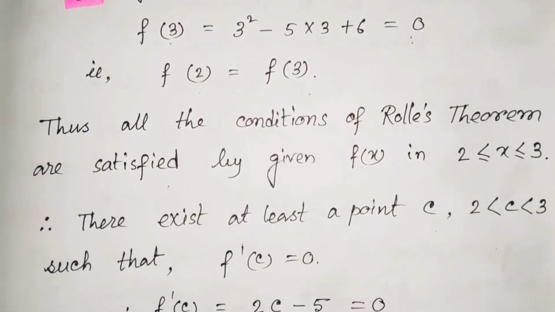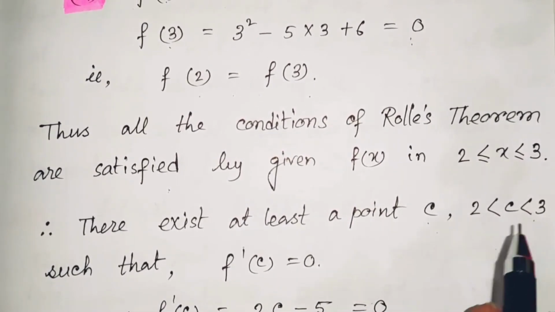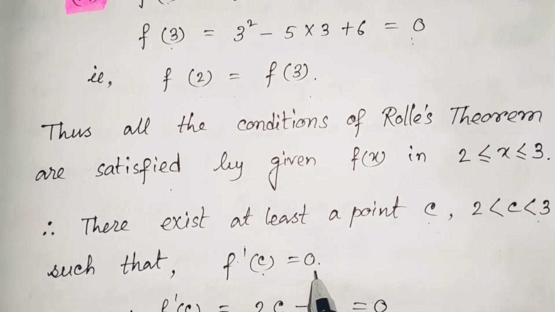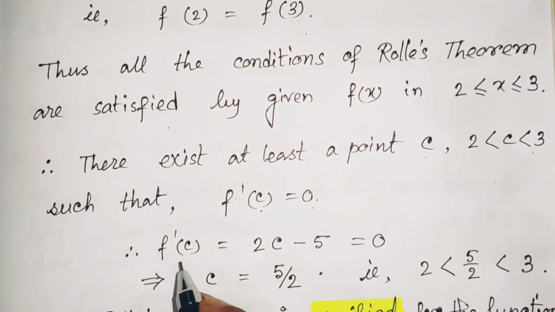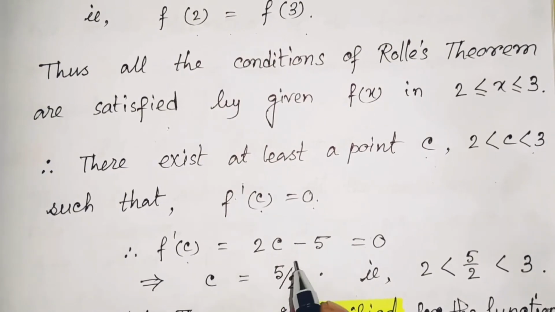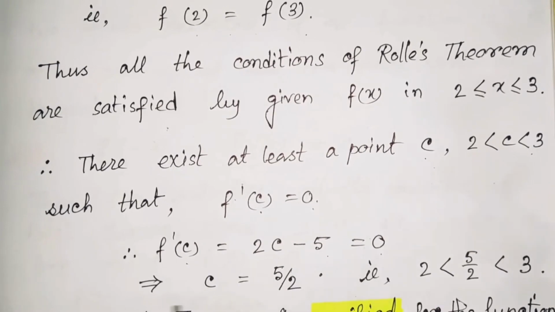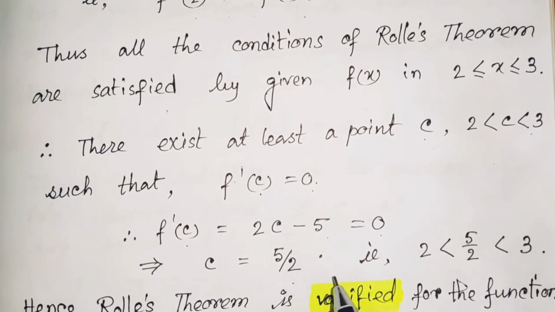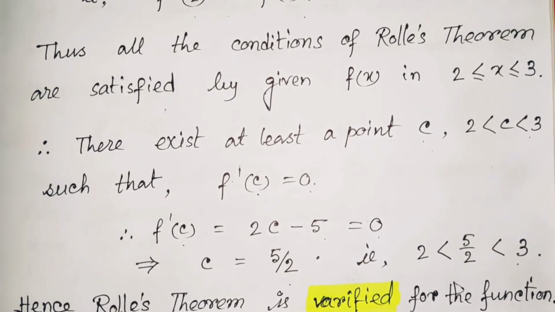So we can say definitely there exists a point c lying between 2 and 3 in such a way that the derivative at that point should be 0. We know the derivative of the given function is 2x minus 5. If we substitute c for x, we get 2c minus 5 equals 0, and that gives c equals 5 by 2, that is 2.5, which lies between 2 and 3. So we can say Rolle's theorem is verified for this function.